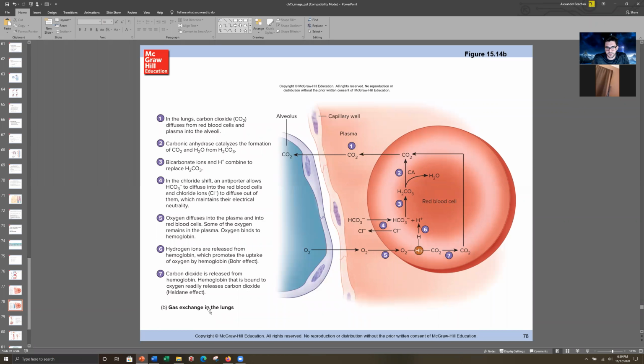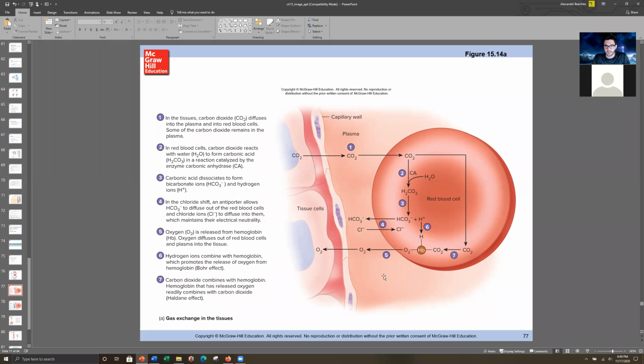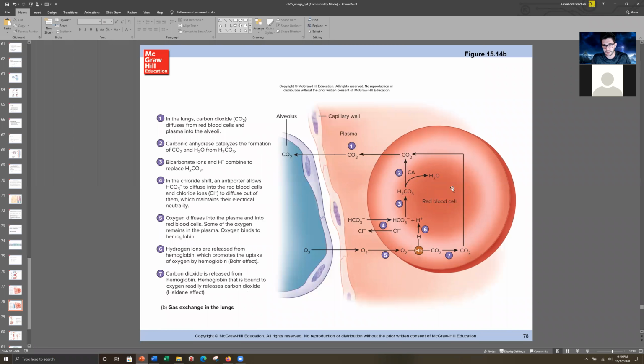So as we get into gas exchange within the lungs, we see a shift in what's being taken up by the red blood cell versus what's being dropped off in the tissue, because we're in the lungs. Now we want to get rid of all the carbon dioxide that we've picked up from our tissues, and we want to absorb as much oxygen as we can. So in the lungs, CO2 diffuses from the red blood cells and the plasma into the alveoli due to that partial pressure gradient. Carbonic anhydrase catalyzes the formation of CO2 and water from bicarbonate.